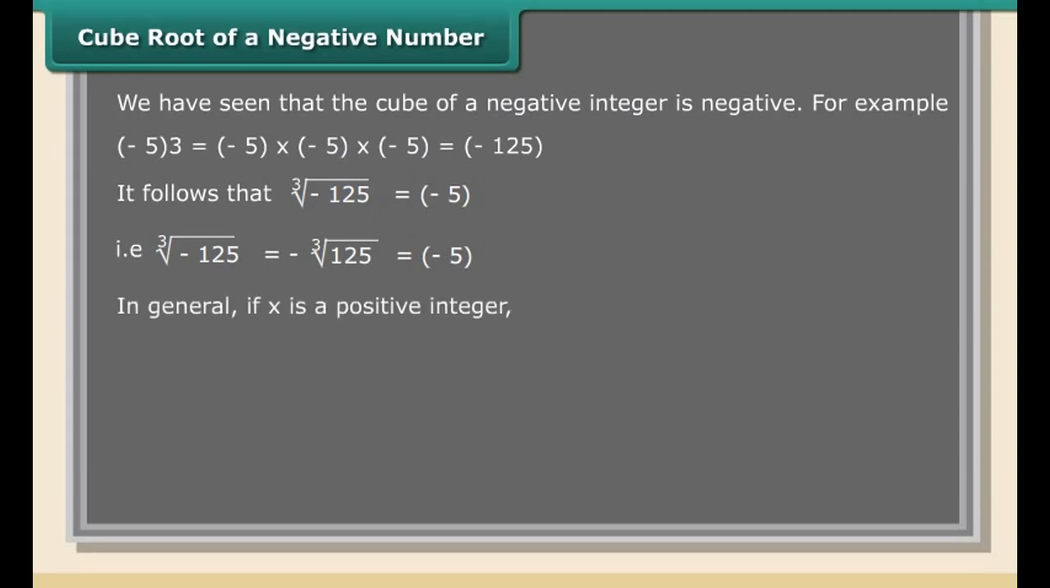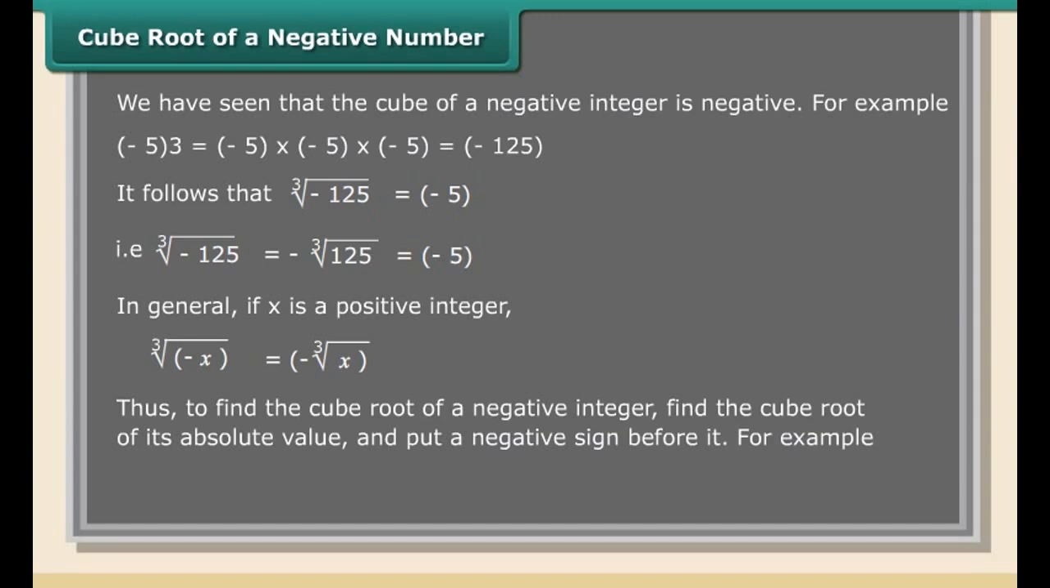In general, if x is a positive integer, cube root of -x is equal to minus cube root of x. Thus, to find the cube root of a negative integer, find the cube root of its absolute value and put a negative sign before it. For example, cube root of -64 is equal to minus cube root of 64, which equals -4.